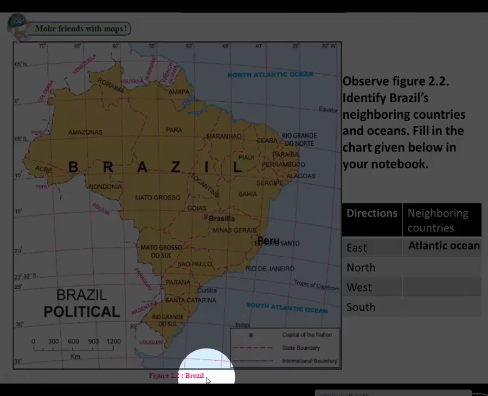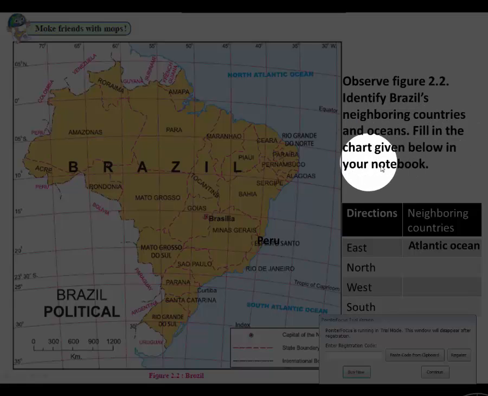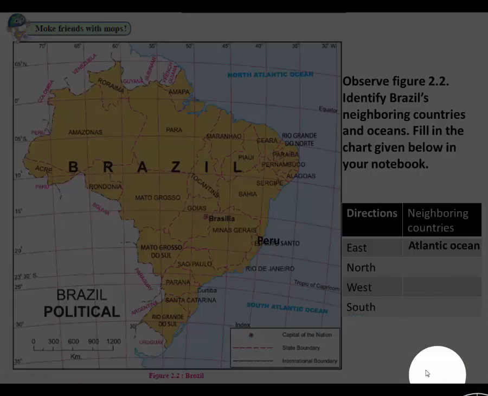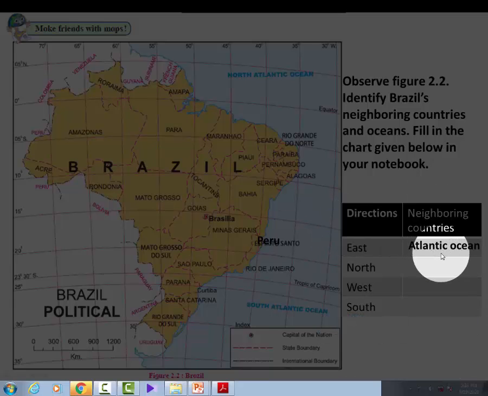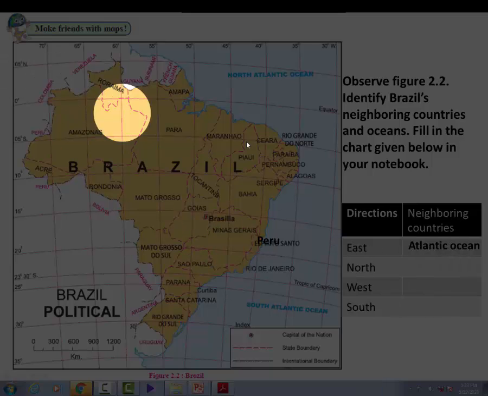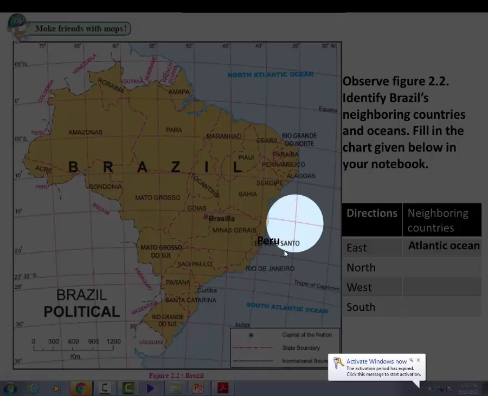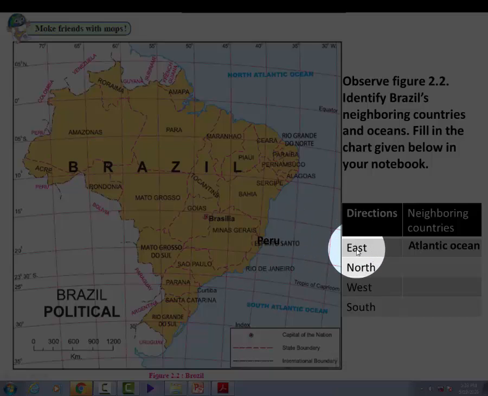Observe figure 2.2. This is related with Brazil. Identify Brazil's neighboring countries and oceans. Fill in the chart given below in your notebook. Simultaneously, students, you have to note down the answers. Now from the east side, this is the east side of Brazil, right? See here, the whole east side is covered by the Atlantic Ocean.